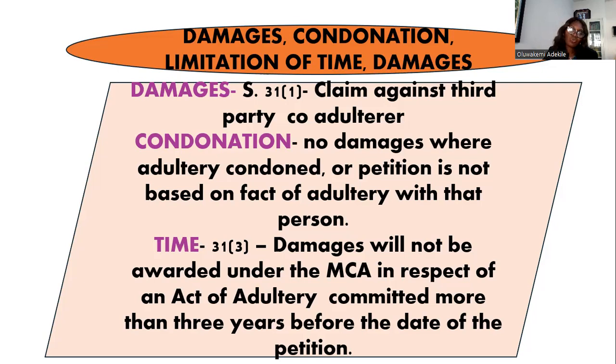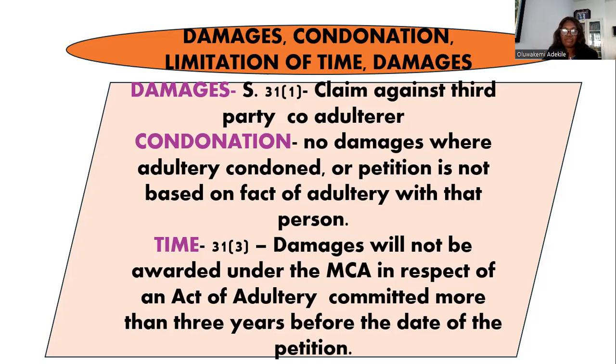Under section 31(2), damages will not be awarded where the adultery has been condoned. Condonation connotes the idea of forgiveness and reinstatement. So if the wife had, for instance, condoned the adultery, or where the petition for dissolution of marriage is not based on the fact of adultery, then damages will not be awarded. So you will notice two things there.